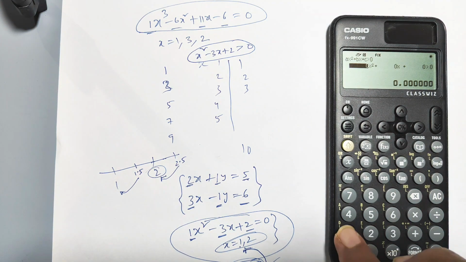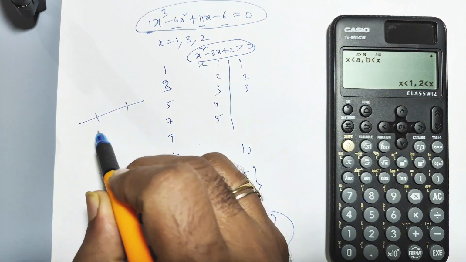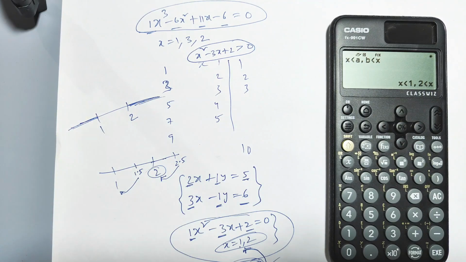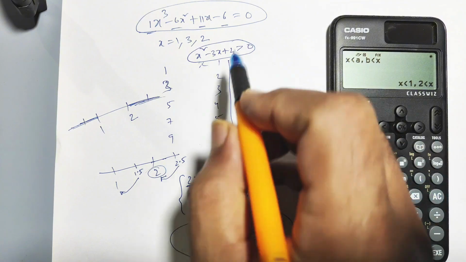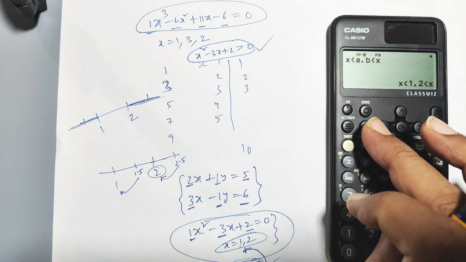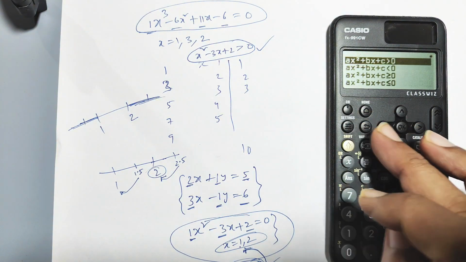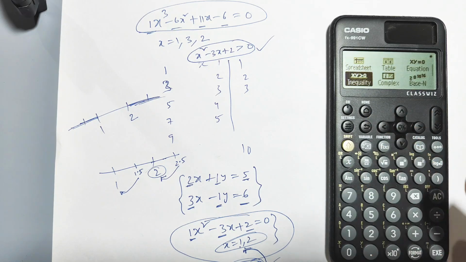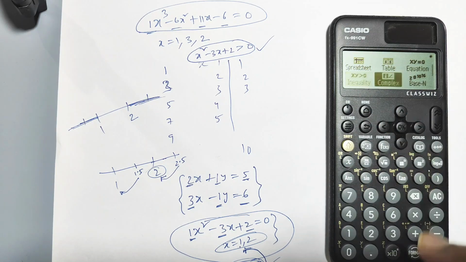So let us give the same thing. 1, minus 3, 2. Press enter. The solution of this is x must be less than 1 and x must be greater than 2. So all these values are going to satisfy the given inequality. Right? So it is showing like that. You can also go for cubic inequality.